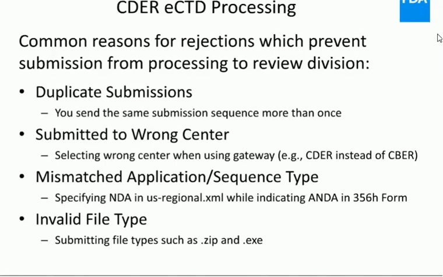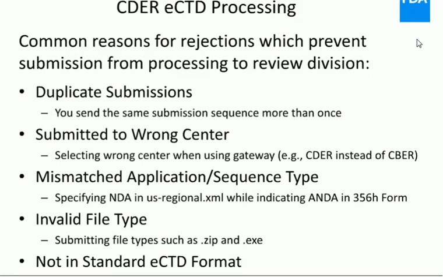Invalid file type. Remember, we do not accept file types like zips and exes. This would result in a rejection. And then finally, not in standard eCTD format. If you're missing key files that make up an eCTD submission, like the US regional.xml or the index.xml, it would result in a rejection. So again, all these types of rejections are things that would happen before the review division would even get to see your submission.